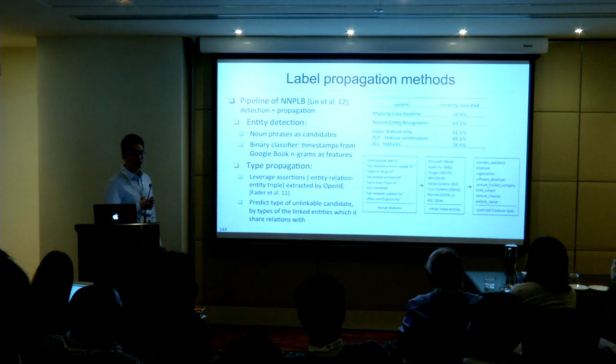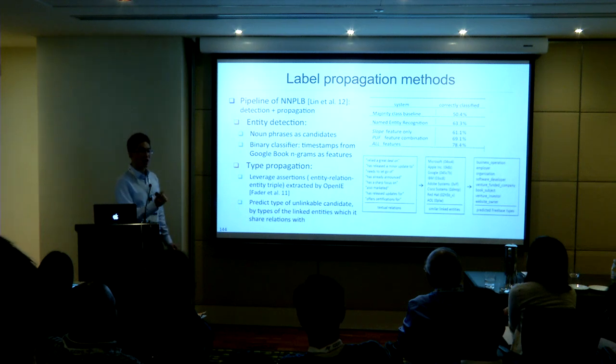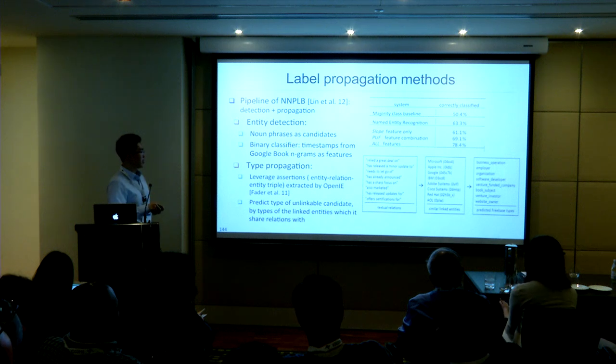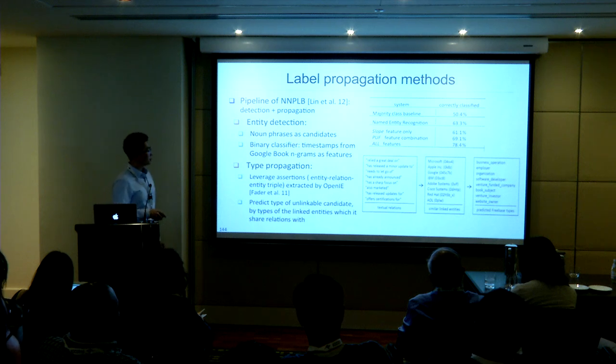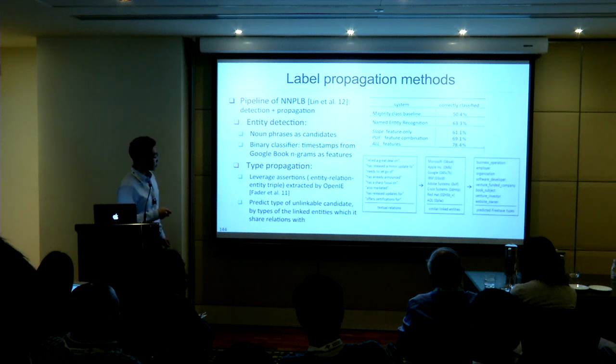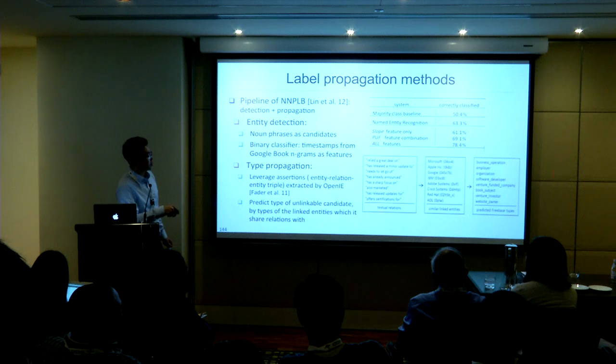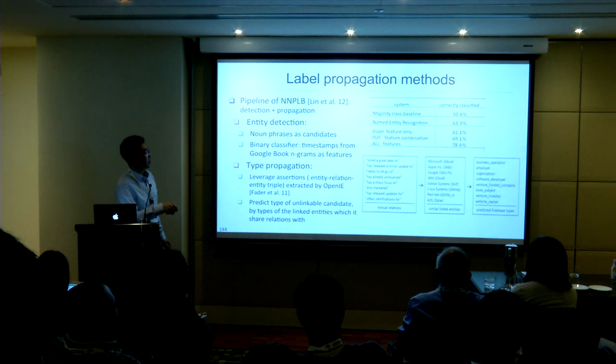And then they leverage the assertions, which are just entity-relation-entity triples extracted by the open IE pipeline. These assertions actually bridge different entity candidates through the relation phrases, and you can propagate the types from these seed entities through these relations to other unlabeled entities. Just this way, you have a bunch of textual relations, and you find out that these relations are sharing many of the same entity candidates, and they can likely be predicted as very close types.